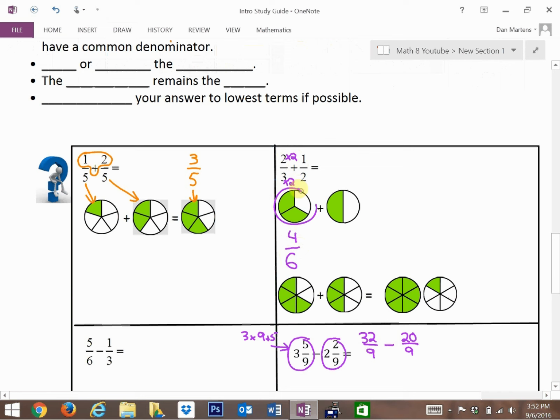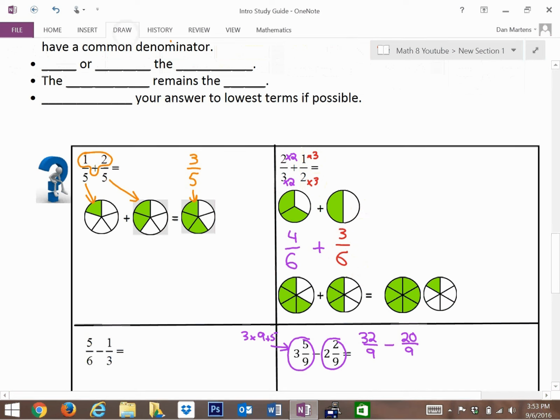Okay, so you'll notice here that 2/3 is actually the same as 4/6. I've just divided all the pieces into 2 parts. And why I chose sixths is because the next fraction, which I'll do in red, 1/2 can become 3/6 if I divide each part into 3. So now we have a common denominator, and it's very easy now.